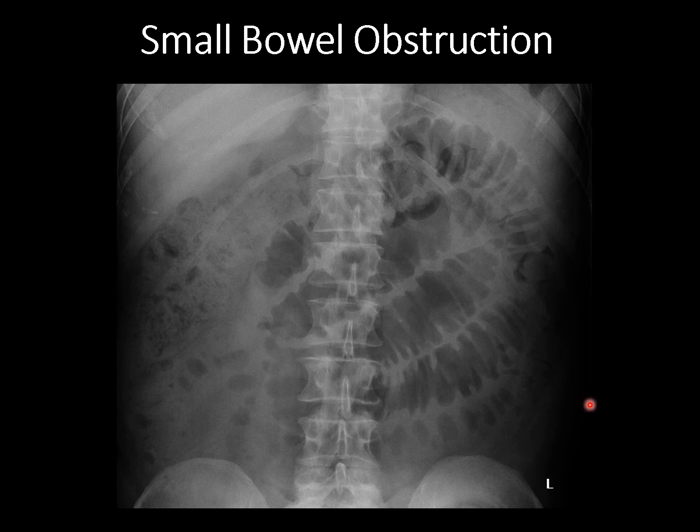Another interesting finding that we can see on this x-ray is these valvulae conniventes, or mucosal folds in the small bowel, do appear quite thickened. When we see this in the large bowel, we call it thumbprinting sign, which is a sign of inflammation. So it may be useful to think of inflammatory causes, potentially, of a small bowel obstruction in this patient.